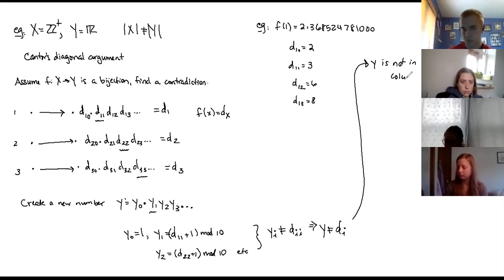Y is not in the right-hand column, right? The numbers that I have listed out in the right-hand column are all my D's, and I just said that Y isn't one of those D's, so Y is not in the right-hand column. Making sense that Y is not in the right-hand column? Okay, so that tells me that Y does not have a preimage.